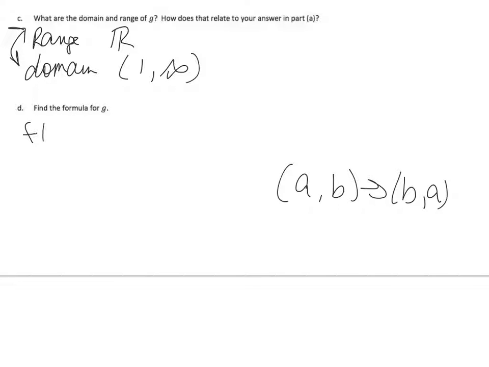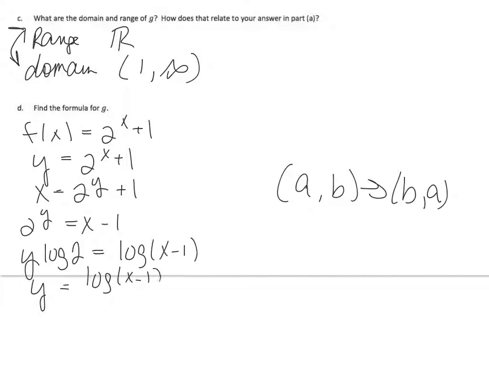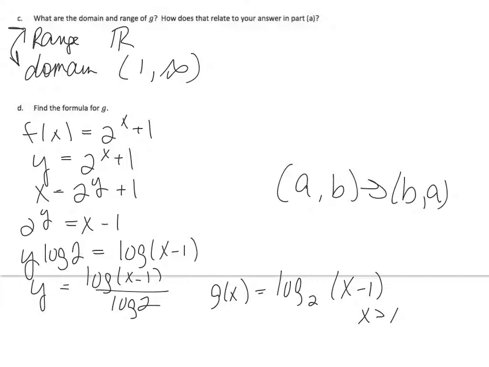Find the formula for g. So we started with f of x equals 2 to the x plus 1, and let's just go through our steps. So solve for x. I've got 2 to the y equals x minus 1. Take the log of both sides. y log 2 equals log of x minus 1. y equals log of x minus 1 over log 2. Do the backwards of the change of base formula, and I'm going to go ahead and write g of x equals log base 2 of x minus 1, and that has to be for x greater than 1 because you can't take the log of 0.